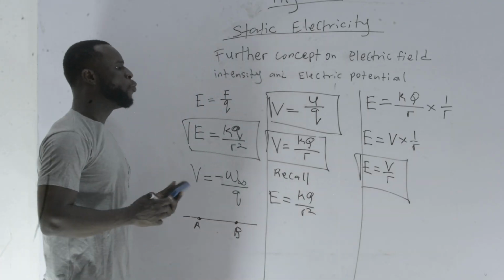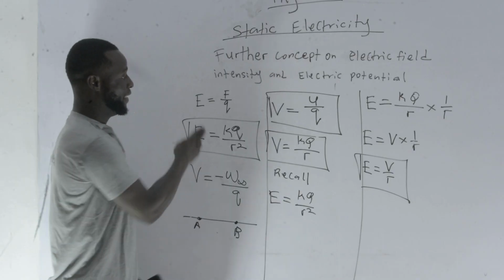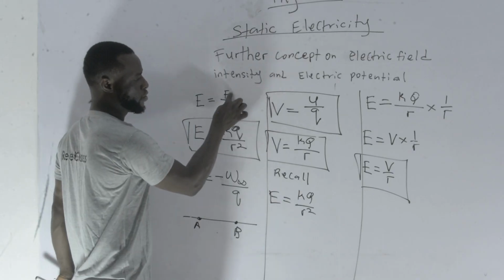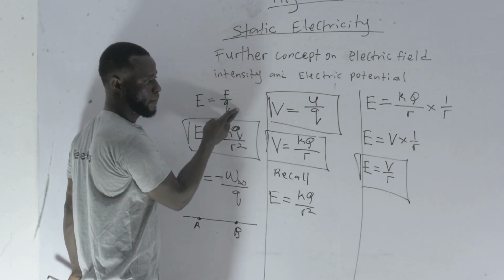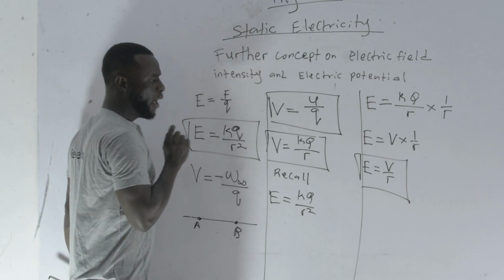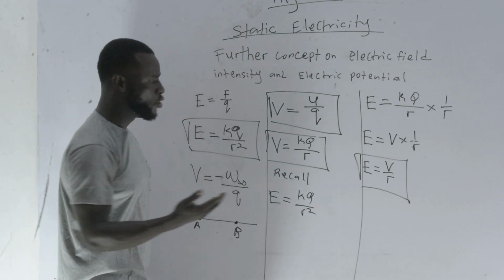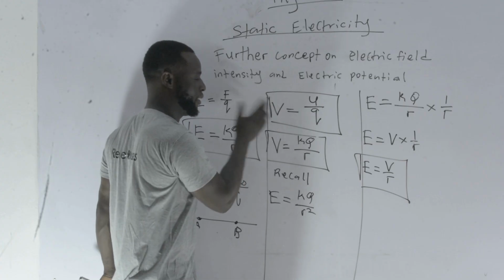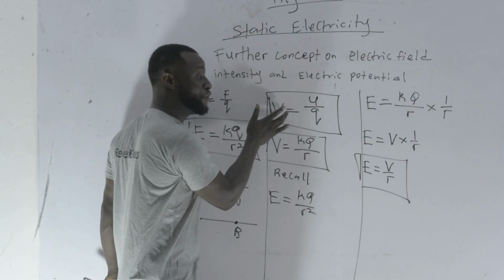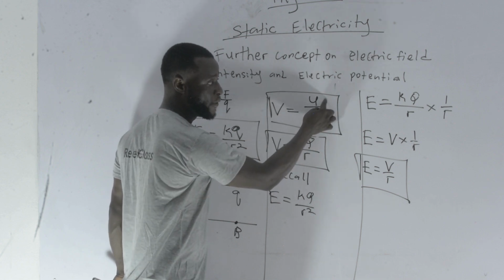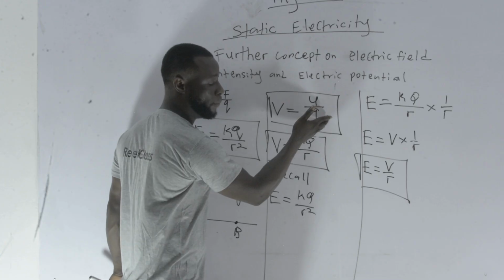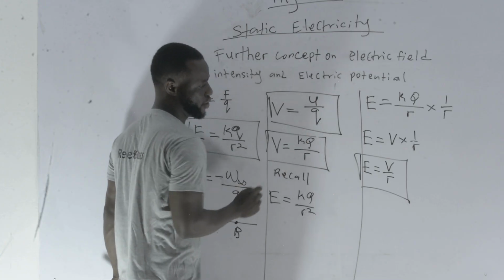You may ask me, what is the unit of electric field intensity? This is force, this is charge. So the unit can be Newton per coulomb. And you can ask me, what is the unit of electric field potential? For electric field potential, it will be work over charge. The unit will be joules per coulomb because this is work and this is charge.